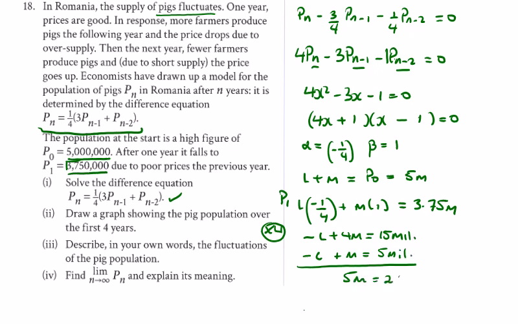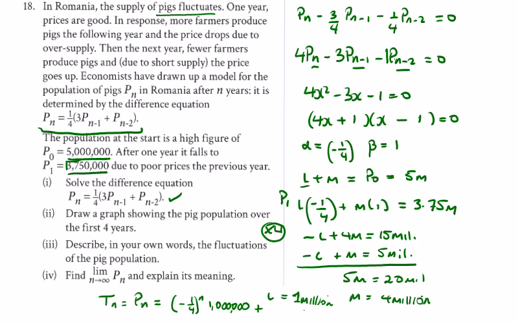5M is equal to 20 million, so M is equal to 4 million. So that would make L 4 and 1, so L will be equal to 1 million. So PN is going to be alpha, minus 1 over 4 to the power of N times L, which is 1 million, and then plus beta, which is 1, so it's just going to be plus M, the 4 million.